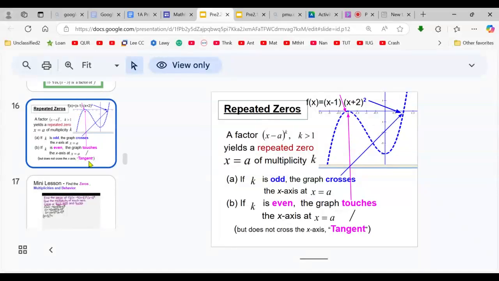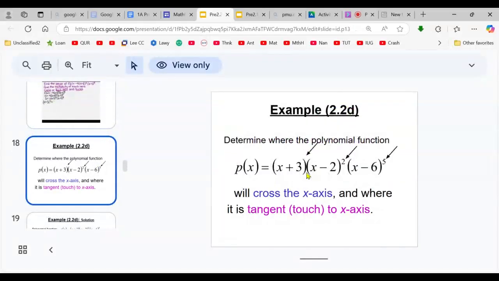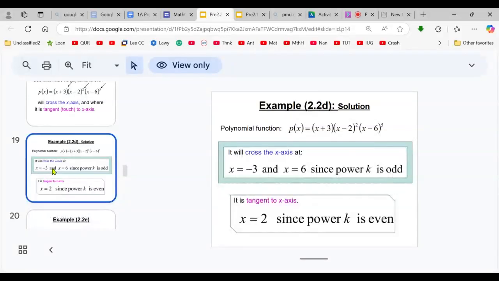Okay, let's take an example. I have a video here. Please watch that video. Now, let's take a look here. I'm giving you a function. What's the power for the first factor? 1. What's the power for the second? 2. What's the power for the third? Now, the power of the first, is it odd or even? This is odd. So it will cross the x-axis at -3.